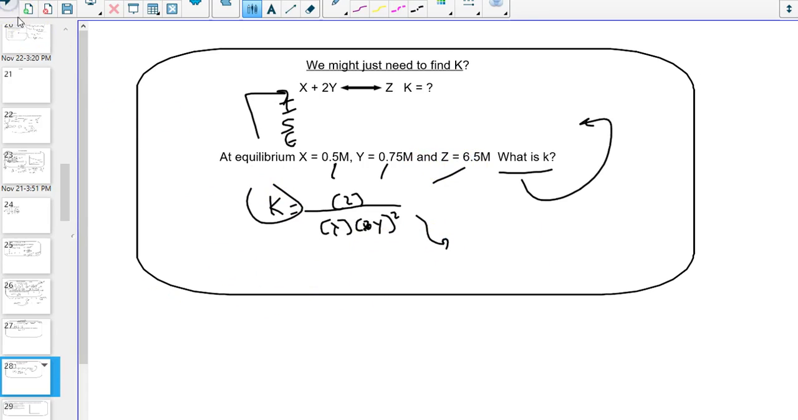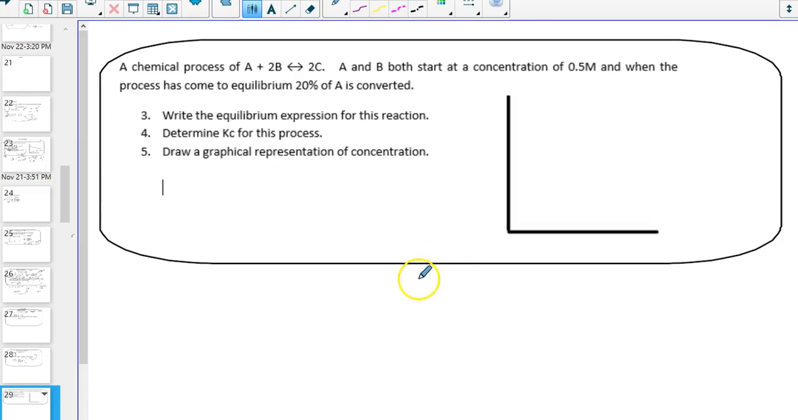Another thing that is pretty common around these parts is, well, here's a practice example, I guess we're going with. Take a moment and try it out. It's very similar to the first one, but not exactly. Write the equilibrium expression, determine the Kc for the process, and draw out the representations. So pause it, try it.